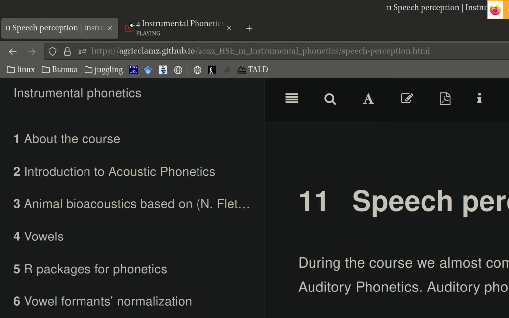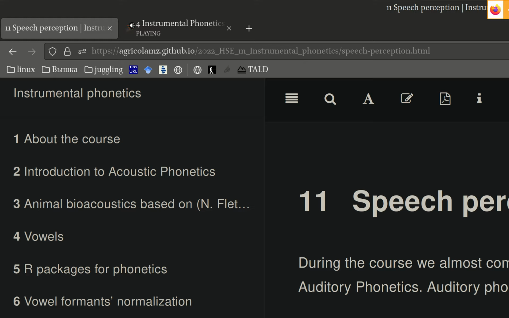So I expect that we go through this, and after this we'll spend some time during the seminar, and maybe small discussions on what can we do with this perception, with the speech perception research.